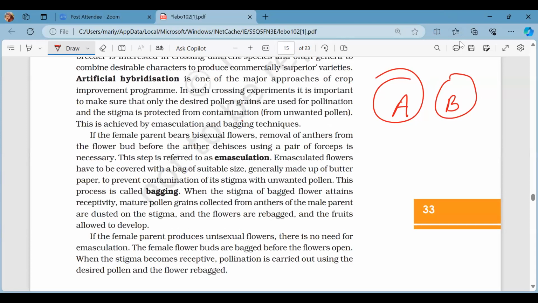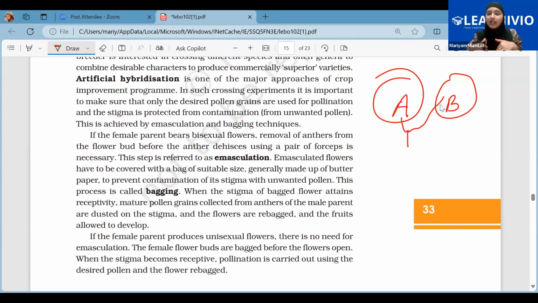So now we want the better qualities from both of these, and we want to combine them to form a new plant that will have the good qualities of both. This is something that is 100% a man-made experiment, and it is very famous. This is known as artificial hybridization. Now it has certain mechanisms. Artificial hybridization is one of the major approaches of crop improvement programs. In such crossing experiments, it is important to make sure that only the desired pollen is used for the pollination.